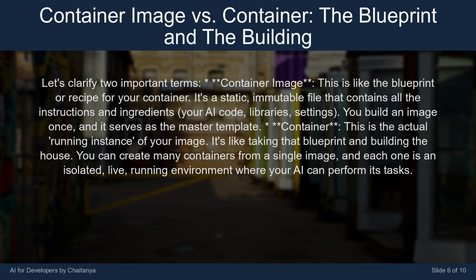Let's clarify two important terms. Container image. This is like the blueprint or recipe for your container. It's a static, immutable file that contains all the instructions and ingredients. Your AI code, libraries, settings. You build an image once, and it serves as the master template. Container. This is the actual, running instance of your image. It's like taking that blueprint and building the house. You can create many containers from a single image, and each one is an isolated, live, running environment where your AI can perform its tasks.